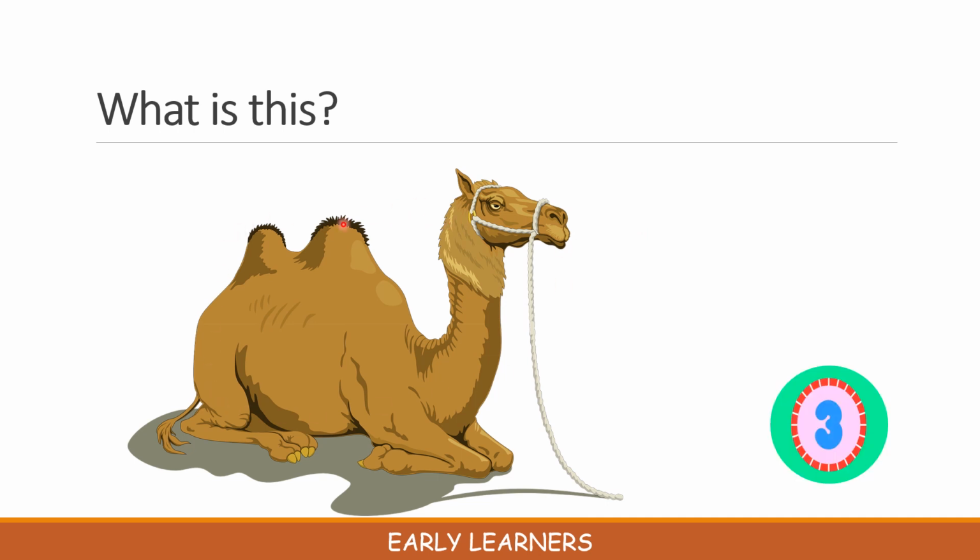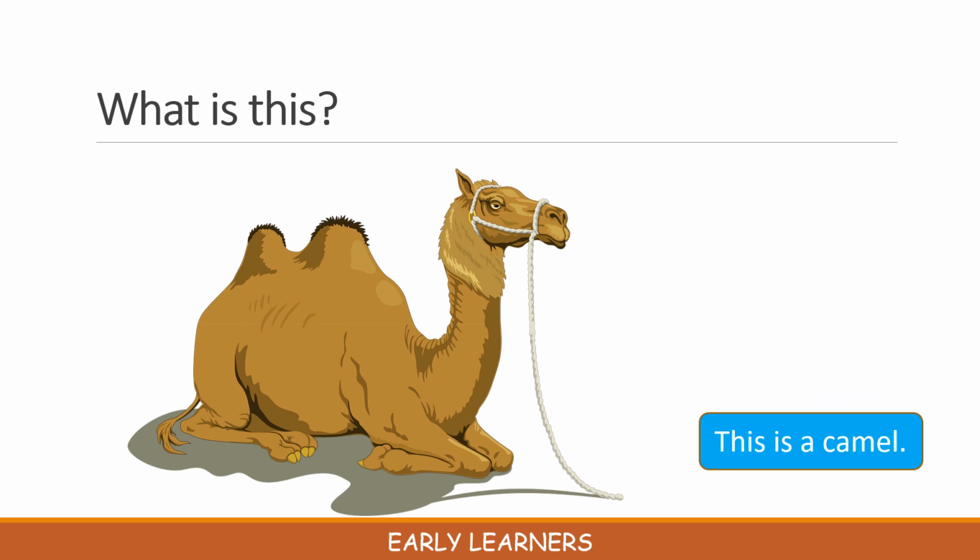Now, can you identify which animal is this? Right, you guessed that right. This is a camel. Can you look at the spelling of camel? C-A-M-E-L. Camel.